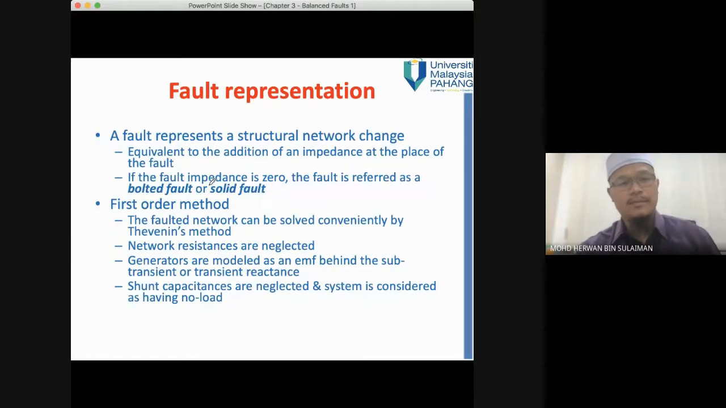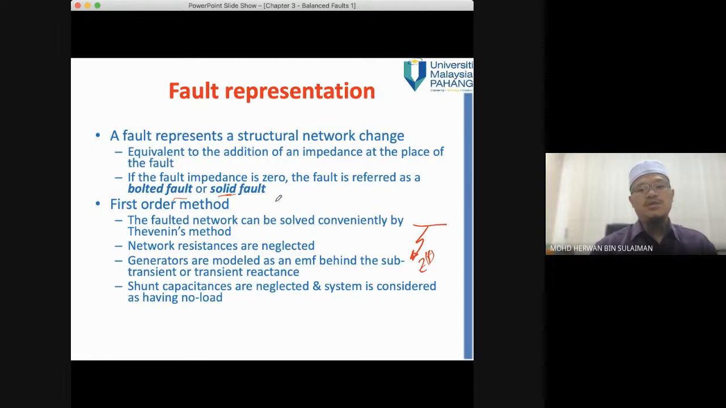Okay, so a fault representation, a fault represent a structure network change equivalent to the addition of impedance at the place of the fault. So maksud dia, bila fault berlaku dekat katakanlah satu bus, fault berlaku kat situ. So the equivalent of the addition of Z, Z fault tu panggil. Okay, Z fault. Kalau Z fault ni kosong, kita panggil dia bolted fault or solid fault. So maknanya it's severe lah compared to kalau ada value kan. So your fault current will be very high.